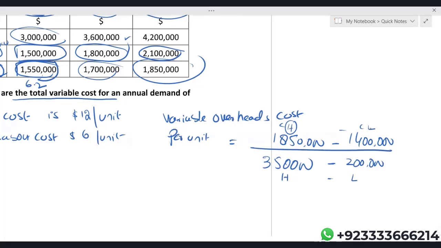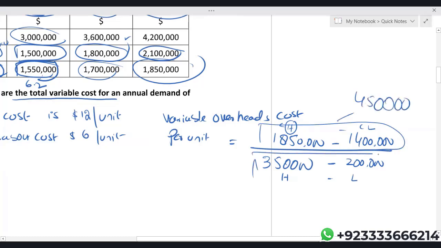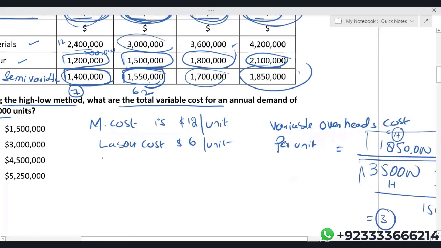Now let's see what we are getting per unit. 1.85 million minus 1.4 million. In the denominator, we have 3,50,000 minus 200,000. So the numerator gives 4,50,000, and the denominator gives 1,50,000. So obviously 4,50,000 divided by 150 will get 3 per unit. So the variable overhead cost is $3 per unit.